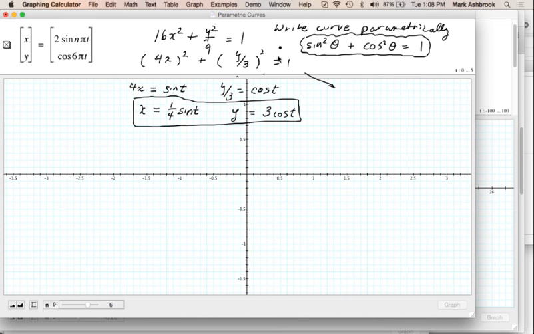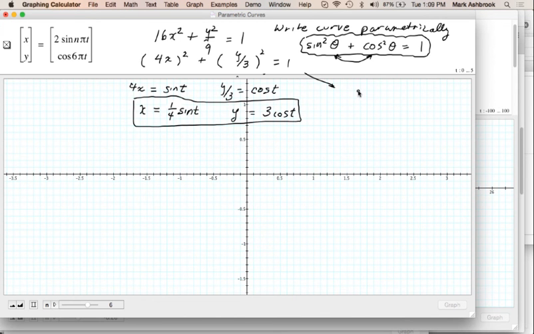So, is there another way we can do this step that still makes it work? That's what I'm saying. We did 4x equals sine t, y over 3 equals cosine t. That made this thing true. Sine squared plus cosine squared equals 1. Is there another way we can set these up so you still get the same thing? Does it matter which one comes first? Okay, so what else could we do?